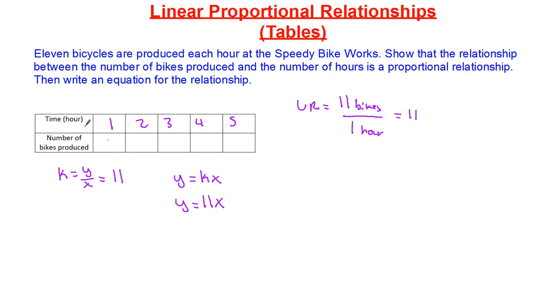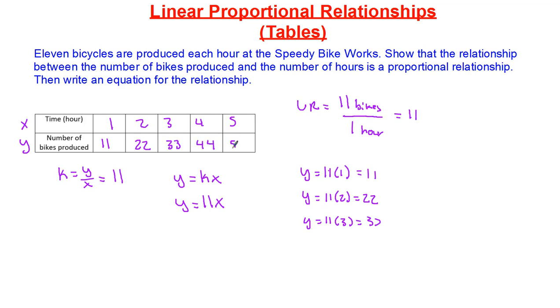All right, now, in this case, all I got to do is plug in. This is my x value, this is my y value. So y equals 11 times 1, which is of course going to be equal to 11. So my first point is 11. y equals 11 times 2, so 22. So my second point is 22. y equals 11 times 3, 33, and you get the idea. So this is going to be 33, 44, and 55.